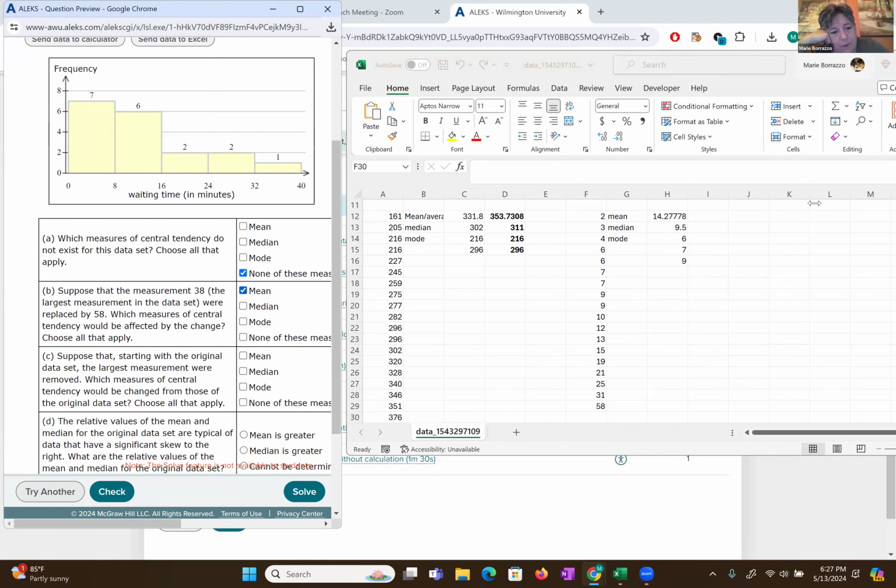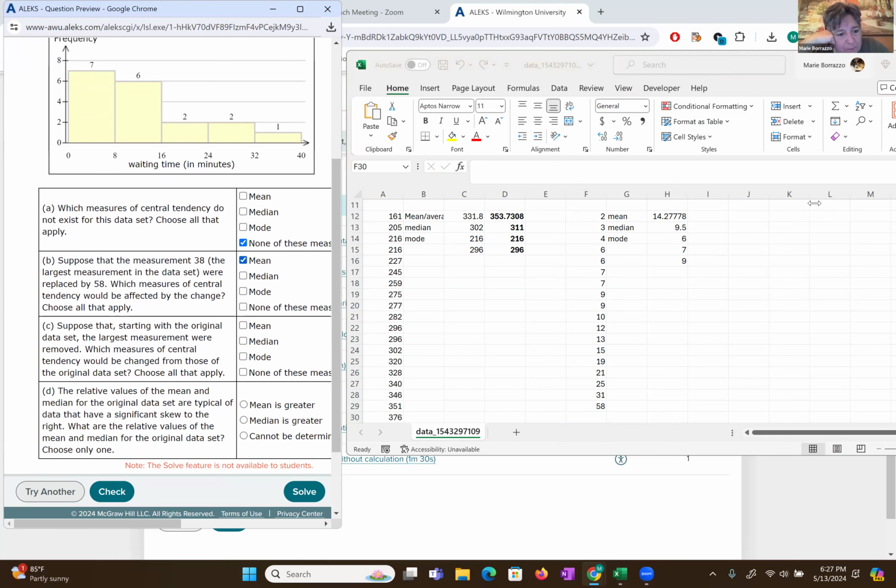Okay, suppose starting with the original data, the largest measurement is replaced. Now we changed the mean and the median. Now the median changed, definitely. Okay, and lastly, the mean is greater, the median is greater, you cannot determine. What do you think? I say the mean is greater, and that has to do with the skew.